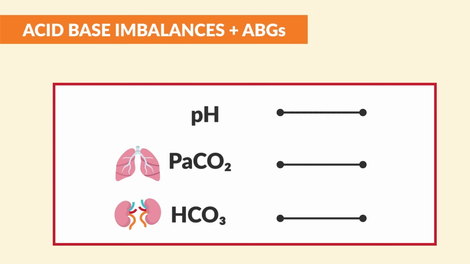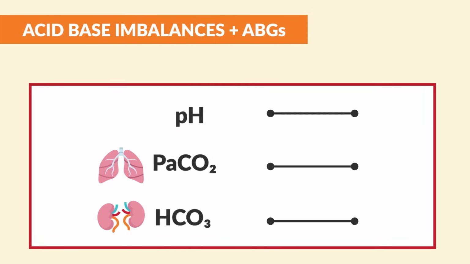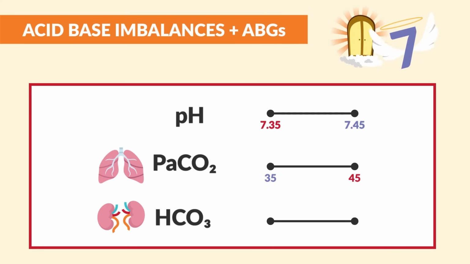Okay, now for the key numbers, and you have to memorize this. So writing it out makes it simpler. We have pH at 7.35 to 7.45. Then just drop the 7s because they went to heaven. So CO2 is just 3.5 to 4.5. And lastly, bicarb is 22 to 26.